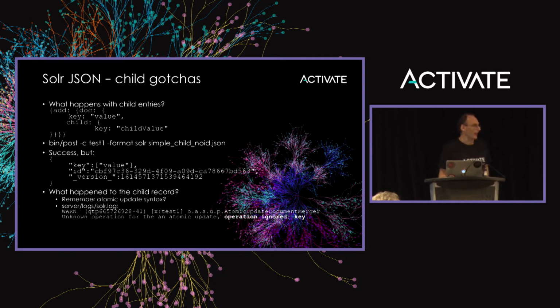Right? And that's a silent partial failure if you don't use _child document_. If you just have the generic child, it will not put the record in, and in the server logs it will be complaining and saying, I thought that would be an atomic update, but it doesn't look like any I recognize, so I'm just skipping it silently. So you'll be wondering what happened to your child document.